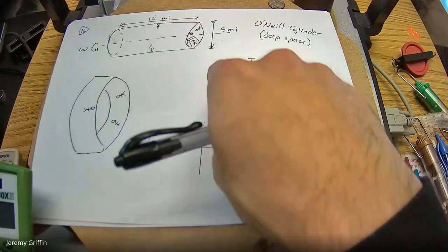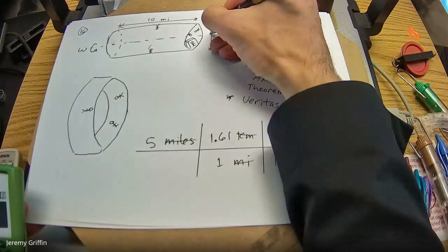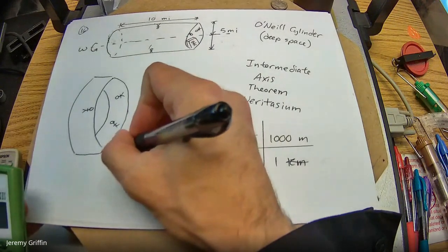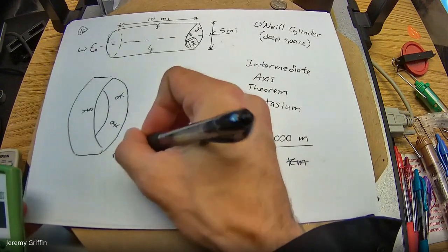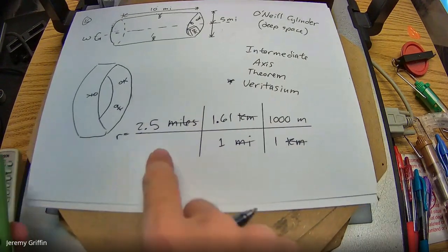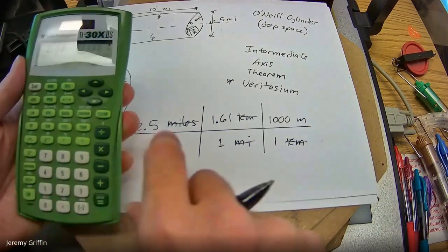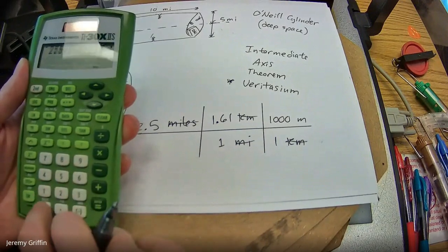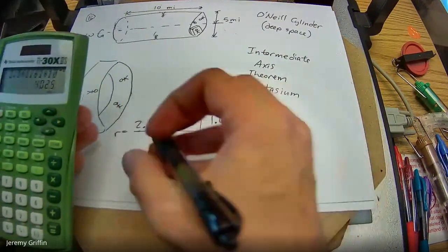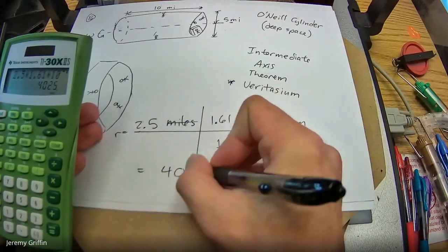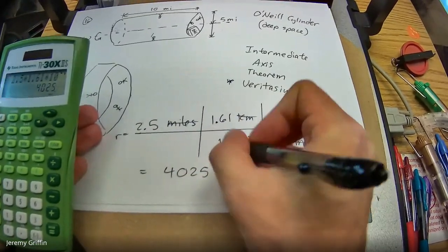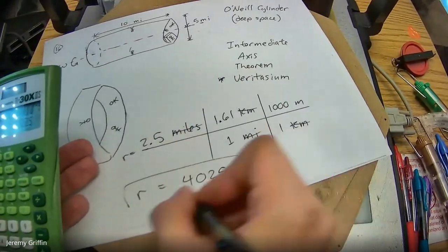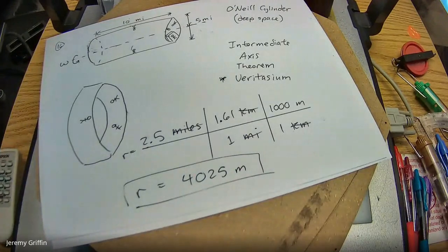Okay. I don't care about the diameter. I care about the what? Radius. So let's say radius equals, wouldn't that just be 2.5 miles radius, right? Okay. Let's translate this into meters. That looks like 4,025 meters. Okay. So that's a middle step. That's not the answer yet, but that's a middle step.